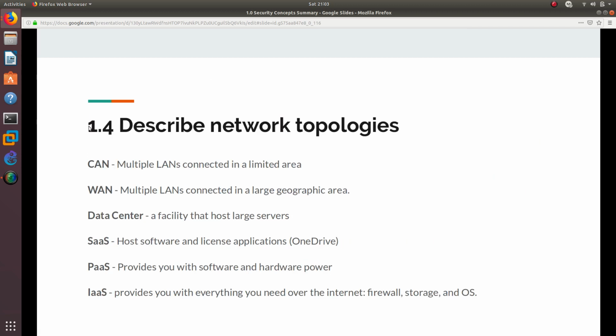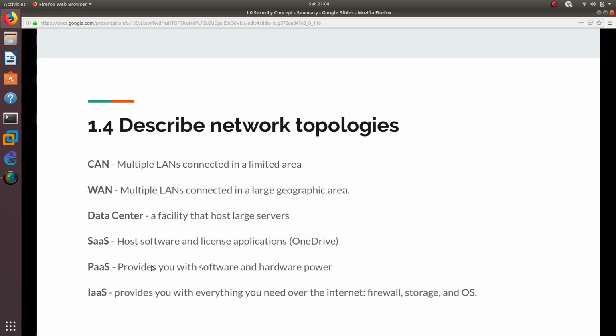Okay, moving on to 1.4, which is the video that we did a day ago, where we described the network topologies. The first one is the CAN, which is the campus area network, and it's just multiple LANs connected in a limited area. Then we have the WAN, which is multiple LANs connected in a large geographical area. A data center is a facility that holds large servers, either for storage or other purposes, right? Then we have software as a service, which hosts software and licensed applications, just like OneDrive.